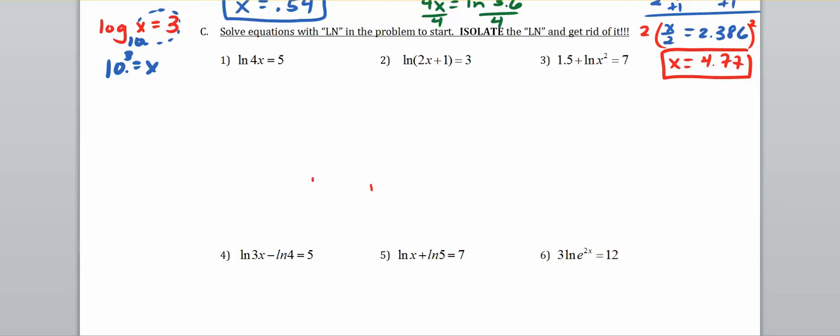So I'm going to use the same concept with natural logs. The biggest difference is when I have natural logs, my base isn't 10, my base is e. E is just a number, all right? So if I have a single natural log, once I've isolated it, I'm going to make my circle to make my exponential and say e to the 5th power is equal to 4x. Well, don't freak out. E is a number. On your calculator, you can do e to the 5th.